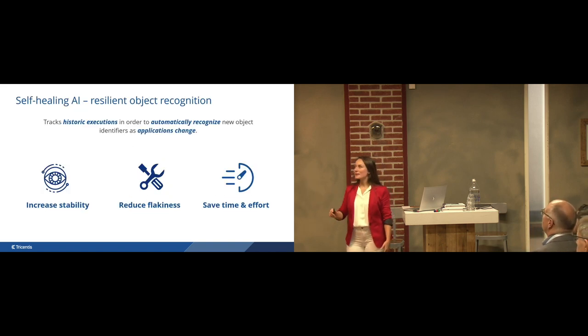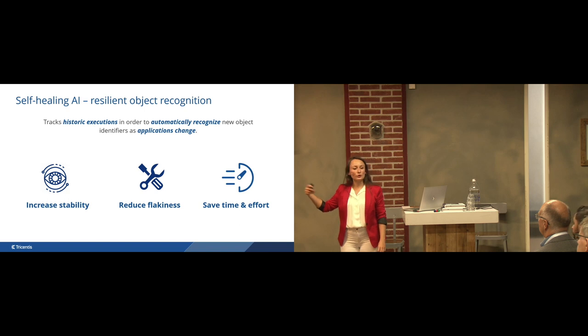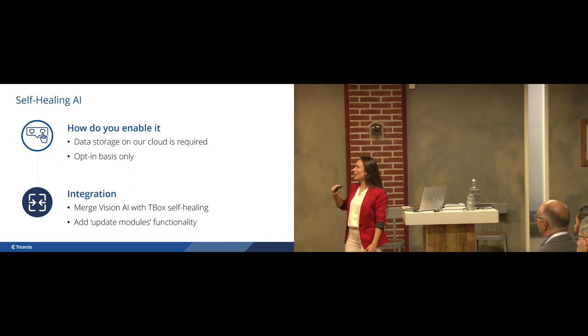And the way that it works is that self-healing AI tracks historic executions, and from those, it generates a stable identifier that could be used in the future when a test case would fail. And so these are some of the benefits that you can enjoy with self-healing AI. You're able to increase your test case stability because you have far less test execution disruptions. You can reduce flaky test cases, right? Those are test cases where you don't know whether it was an application failure or something else, and you can save considerable time and effort.